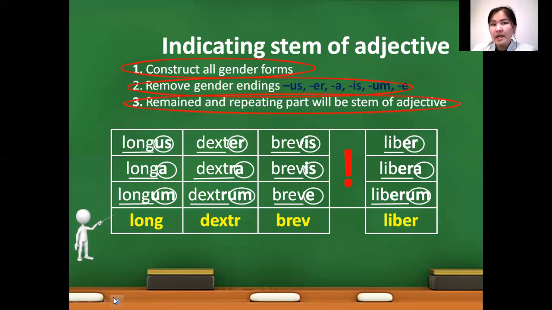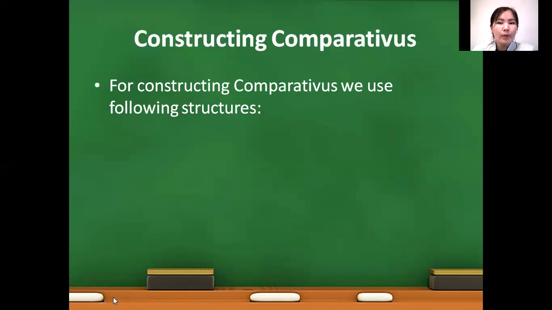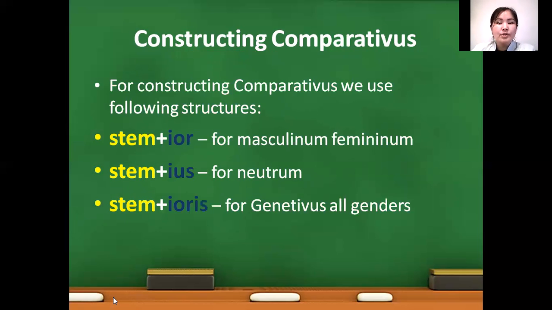So stems are indicated and we can study constructing comparatives. For this purpose, we use following structures. Stem plus ior for comparatives masculinum and femininum. Stem plus ius for comparatives neutrum. And stem plus ioris for genitivus comparativus, all gender forms.